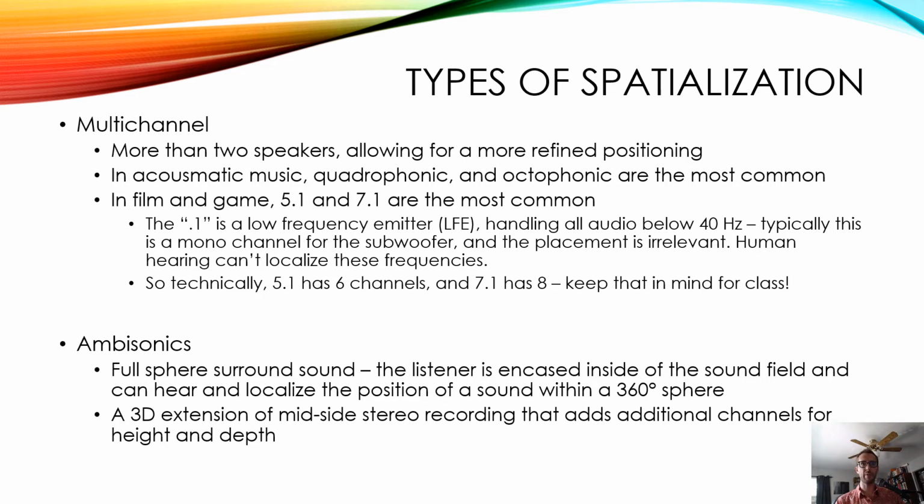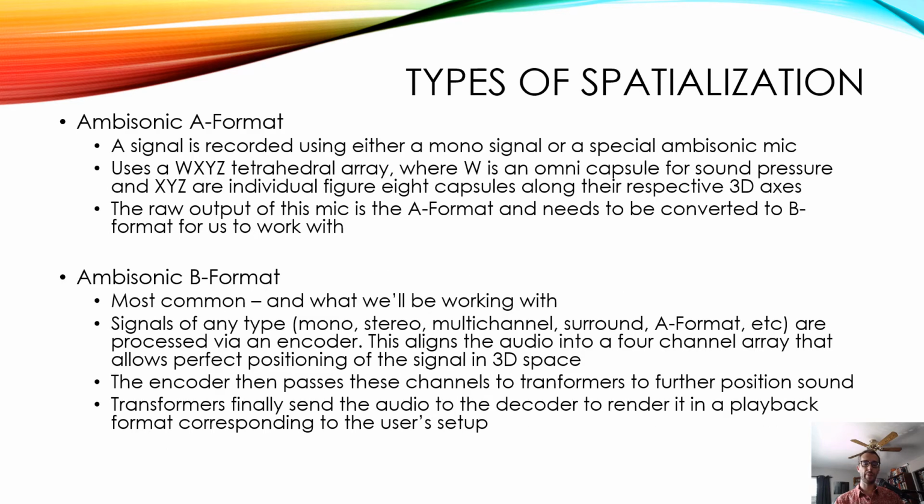The other type that we're going to look at in a very, very compressed version is Ambisonics. Ambisonics creates a full sphere surround sound where the listener is encased inside of the sound field and can hear and localize the position of a sound within that 360-degree sphere. It's essentially a 3D extension of mid-side stereo recording that adds additional channels for height and depth. And it comes in two formats that we're going to be looking at primarily.